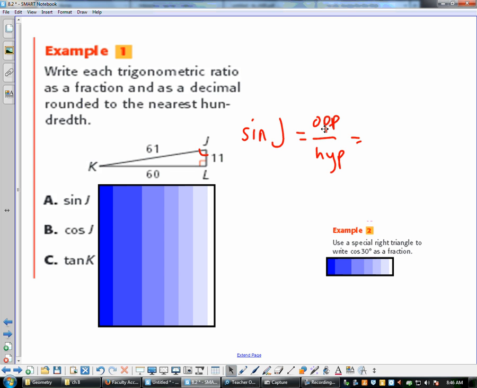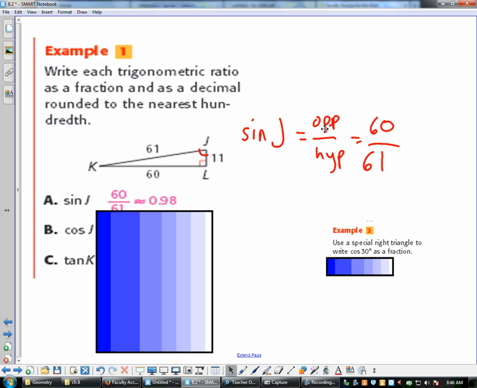Emily? The 60 is the opposite leg. And Emily, what's the hypotenuse? 61. So the sine of angle J should be 60 over 61, and we could get a decimal for that with our calculator. Do you agree? That's 0.98.